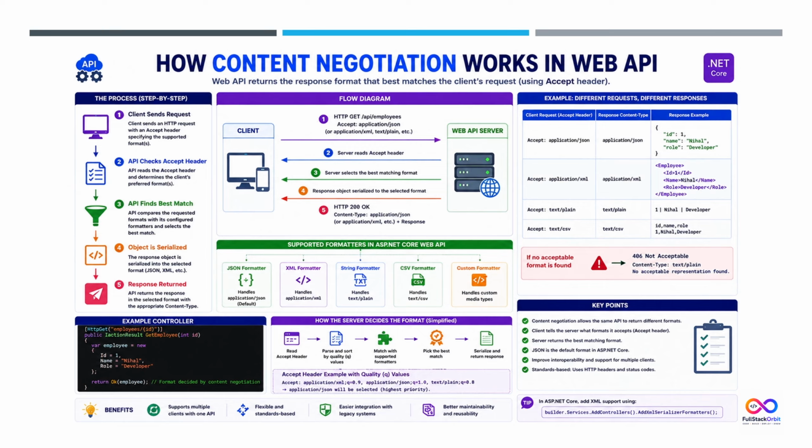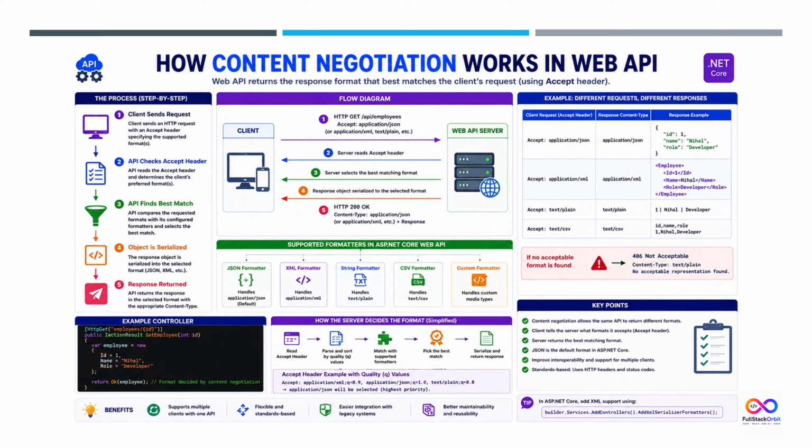We have client request in plain text. For that we need to send accept colon text slash plain. The API returns a plain text response. Like that we have for the CSV. For that we need to send text slash CSV, then API returns the CSV data.